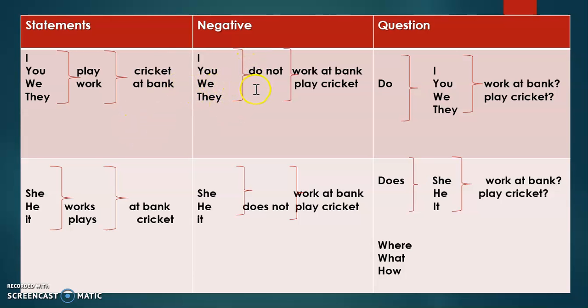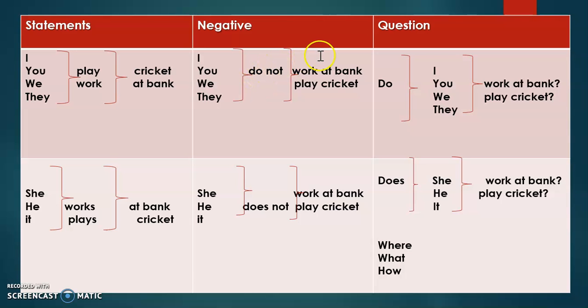For making a negative, we have to add one helping verb here. Helping verb in the sense of do. That's what we mean by helping verb. I do not work at a bank. I do not play cricket. We have to add one helping verb and a not in order to form the negative sentence. They do not work at a bank. We do not work at a bank.